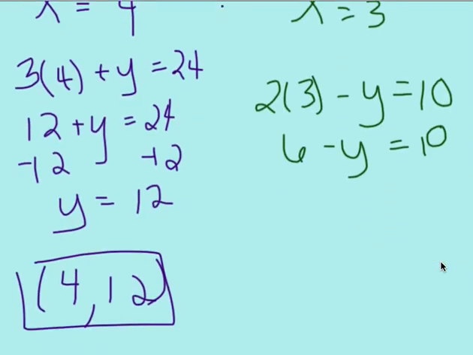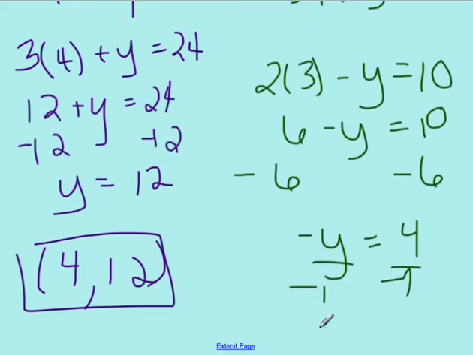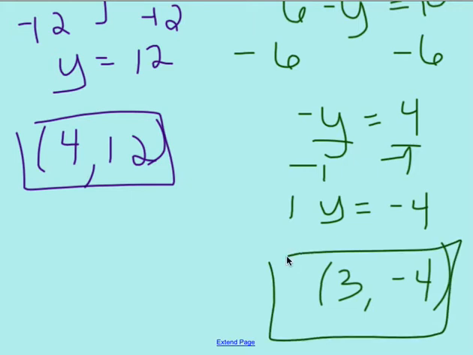In order to get that positive 6 over to the other side, I need to subtract 6. So negative y is equal to 10 minus 6, which is 4. Then I'm going to divide both sides by a negative 1. 4 divided by negative 1 is a negative 4. So my answer is 3, negative 4. Write first my x, then my y in a coordinate point. That's my final answer for number 4.